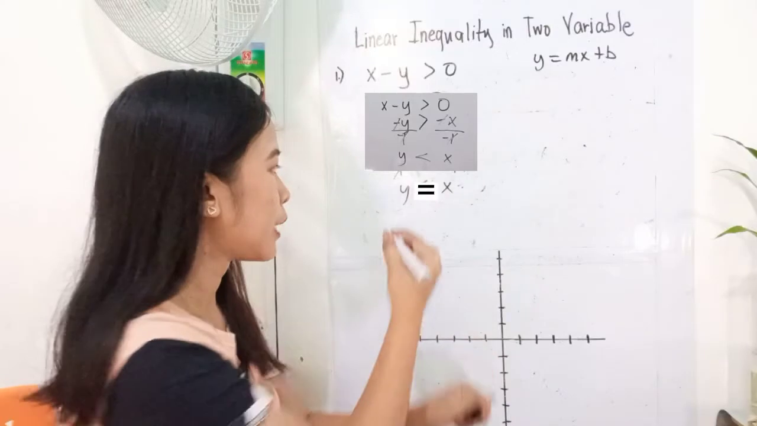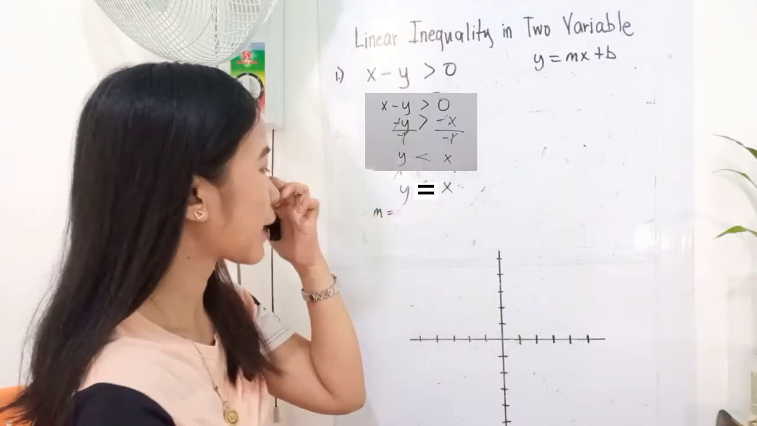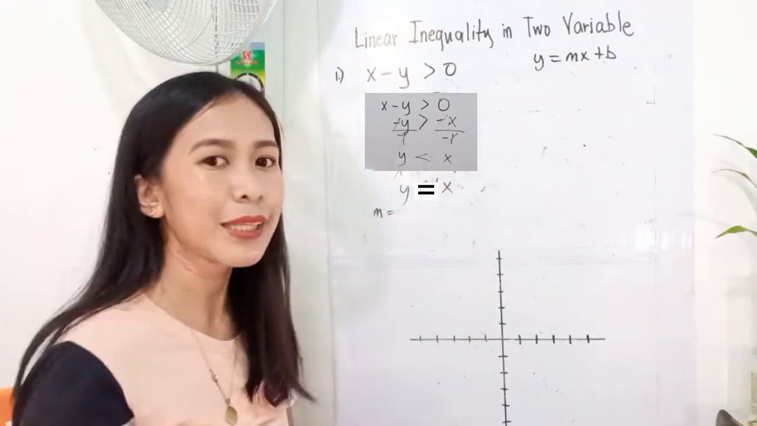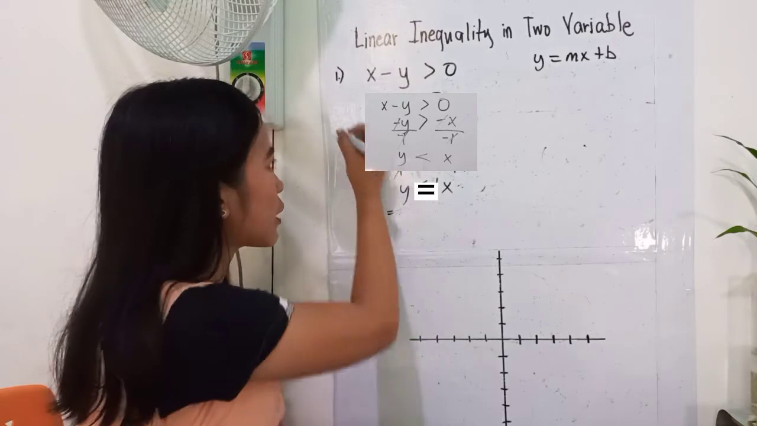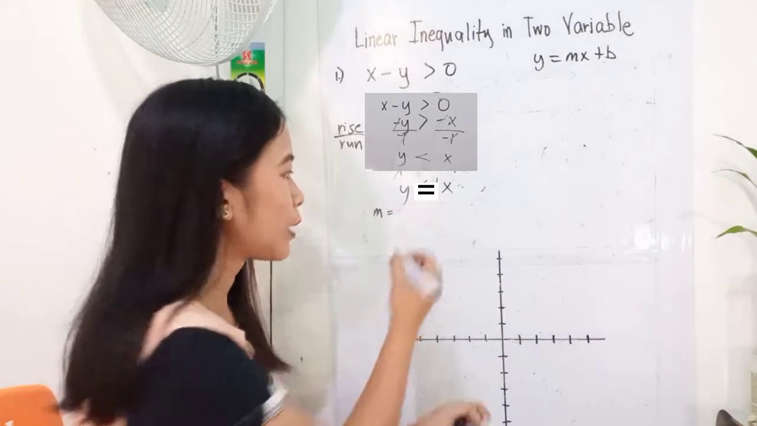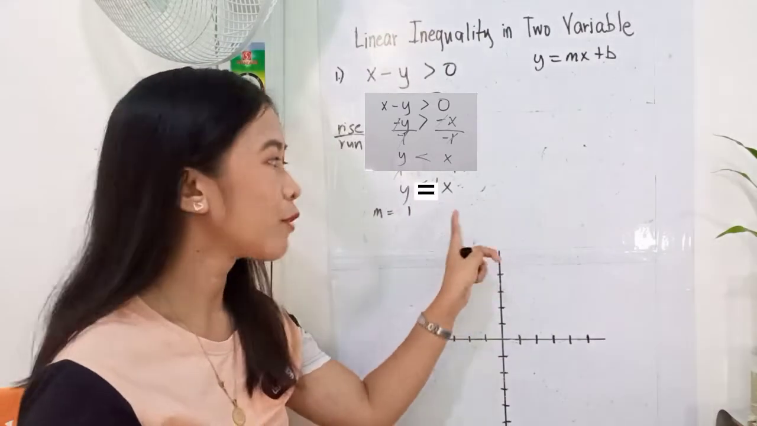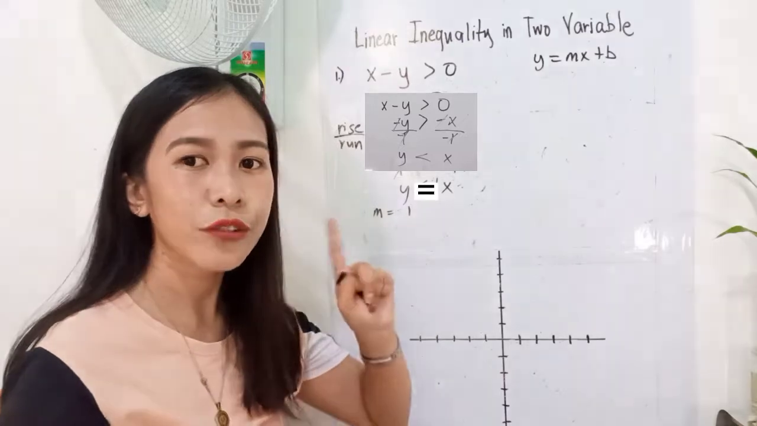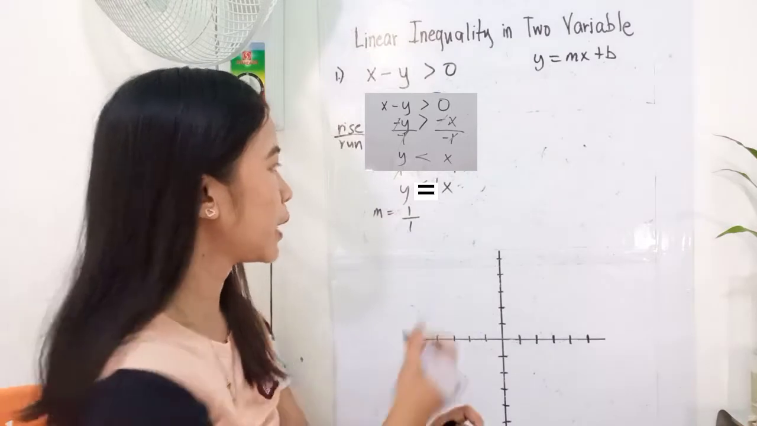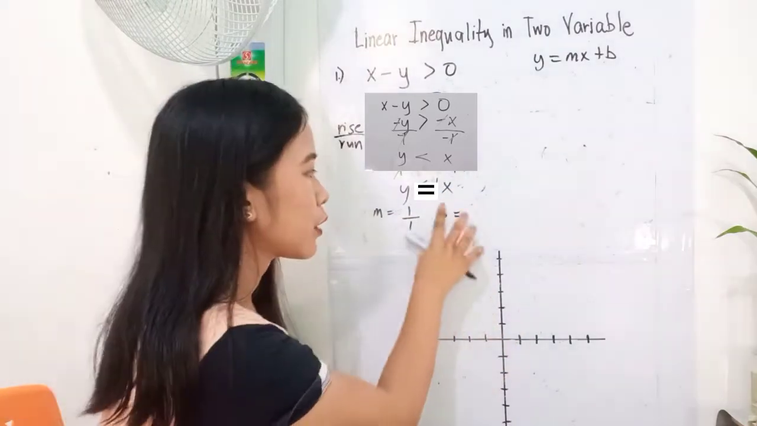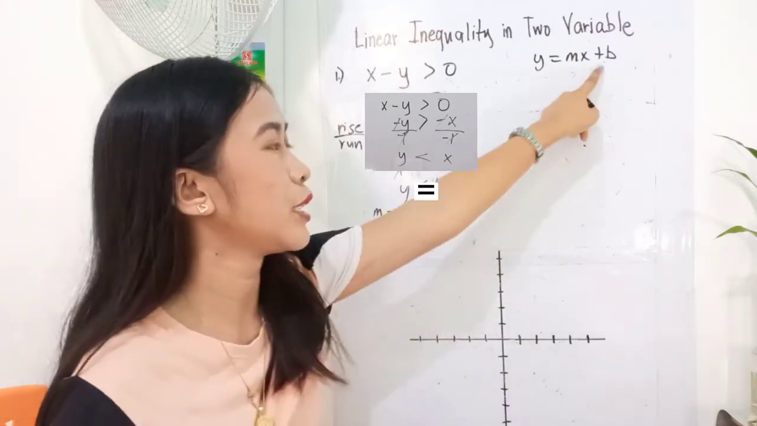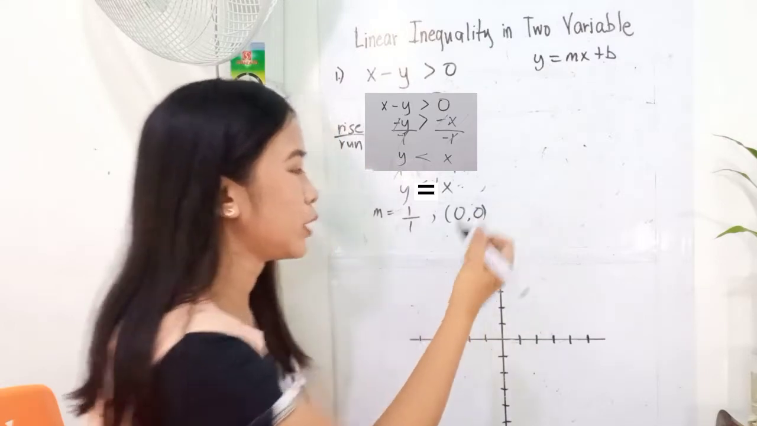So, to get m, alin ba ang m natin? Ito, itong may kasamang x. So, itong x, automatic meron siyang 1. Okay? So, di ba meron tayong tinatawag na rise over run. So, dapat ay fraction ito. Since ito ay 1, automatic meron na kayong numerator. And kapag wala siyang nakalagay or hindi siya fraction, automatic lalagyan nyo yan ng over 1. 1 over 1. And then, yung inyong b, b represents the y-intercept. Since 0 din siya, 0 yung b, so automatic, (0, 0) yan.